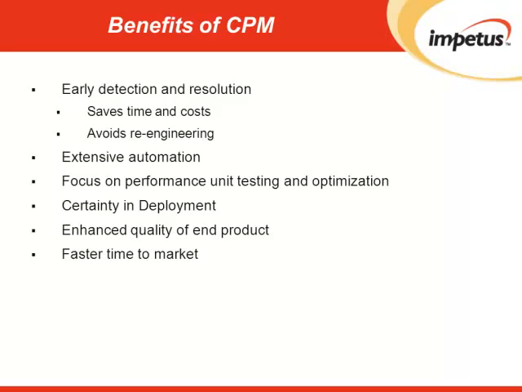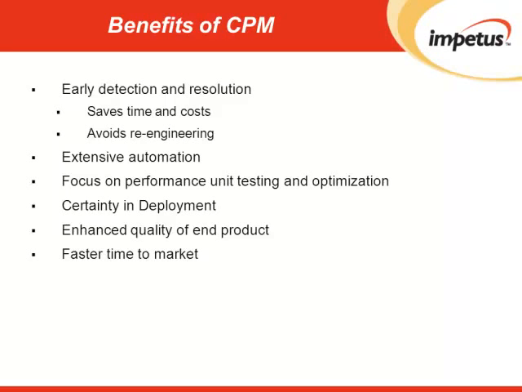Another key benefit is that it reduces the time to market. Since the application performance has been tracked throughout the development, the product release would not be interrupted due to any performance issues. CPM helps increase the ROI due to its extensive focus on automation, thereby reducing the human intervention and errors that might be associated with it. Since CPM emphasizes performance unit testing, it also helps in measuring and improving the performance at the atomic level.